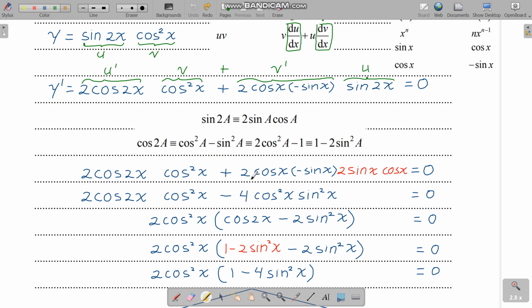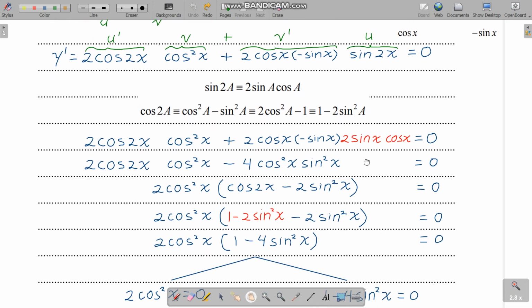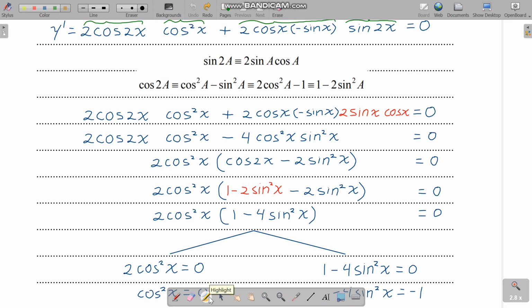So here we multiply, we get 4 sine squared cos squared, and there's a negative. And if we factor out the 2 cos squared, we have cos 2x minus, this is minus 2 sine squared. So we factor out 2 cos squared from both terms. Okay, so if we multiply, we go back to this.